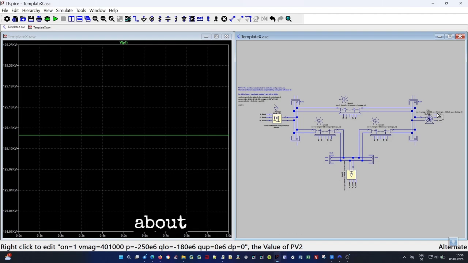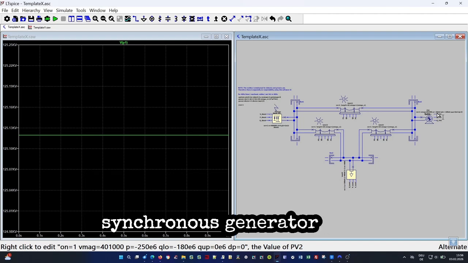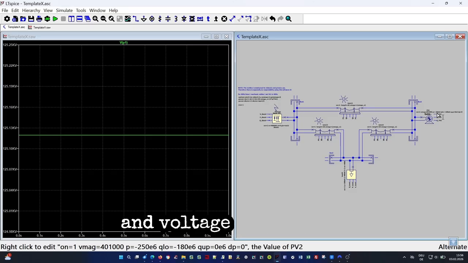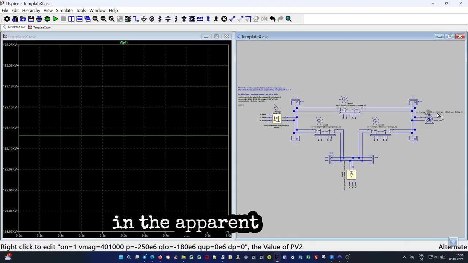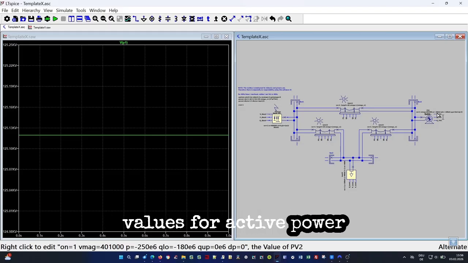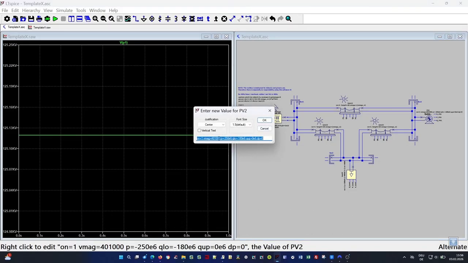A few more words about the PV element. A PV element models a synchronous generator with fixed active power output and voltage regulation. The voltage regulation is achieved by changing the excitation voltage, which is accompanied by a change in reactive power. The sum of active power and reactive power results in the apparent power, i.e. the design point of the synchronous generator. I now change the PV element back to the original values for active power and reactive power limit.